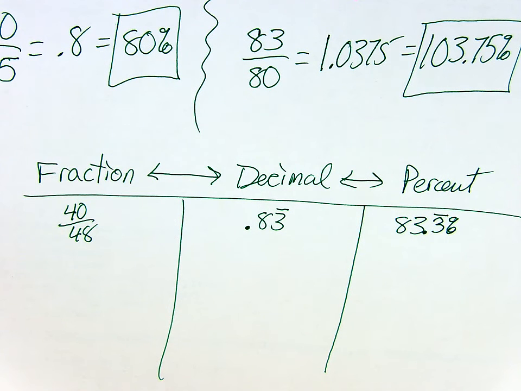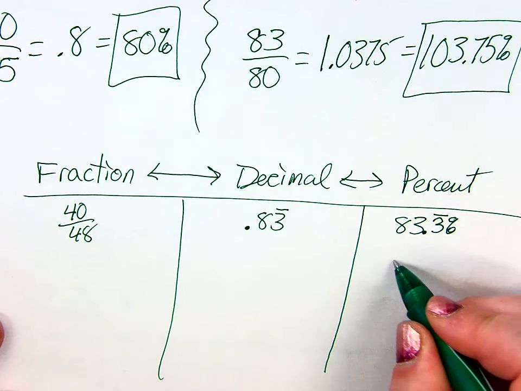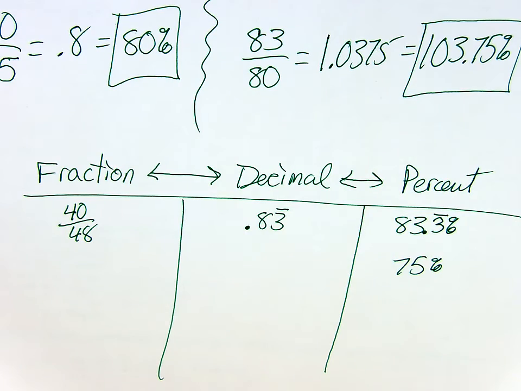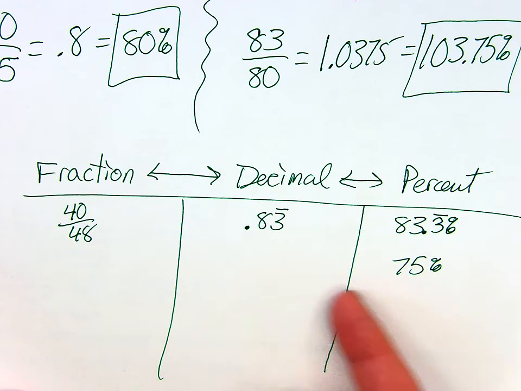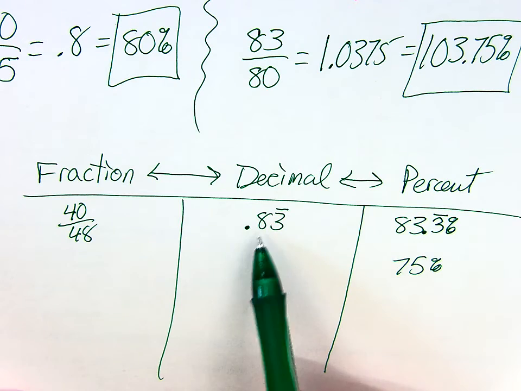Now, what if I had given you the percent? Could you work backwards? Yeah. So let's say someone got a, we'll start off easy. What if someone got a 75% on some test or quiz or whatever it is? What would that have been as a decimal? How would you do that? How would you go from this number to this number?